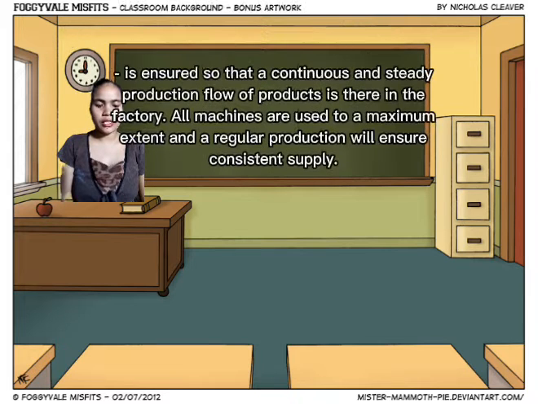Proper planning is ensured so that a continuous and steady production flow of products is there in the factory. All machines are used to a maximum extent, and a regular production will ensure consistent supply to the employees, workers, as well as the customer. So, production flow is one of the most important processes within manufacturing, and it is a core part of what it means to be a manufacturer. It saves money by reducing inventory and transportation cost. It increases productivity by completing more units in less time, and improves quality by making it easier to spot and correct errors.